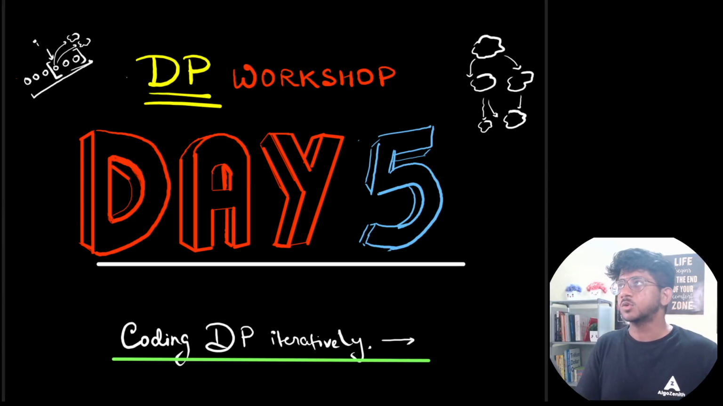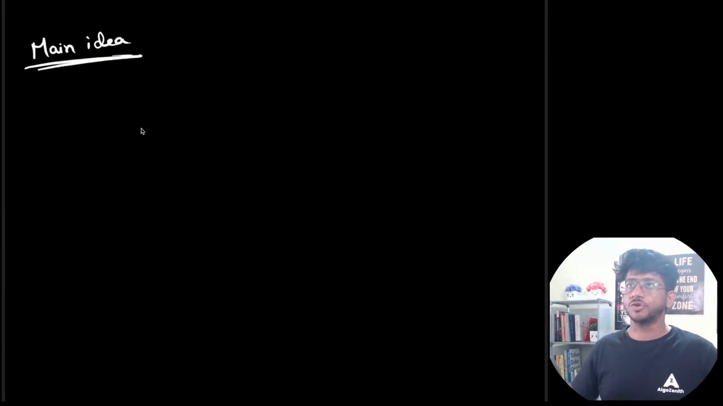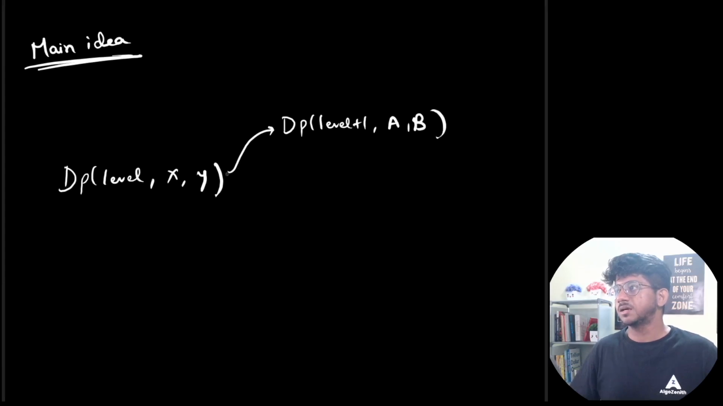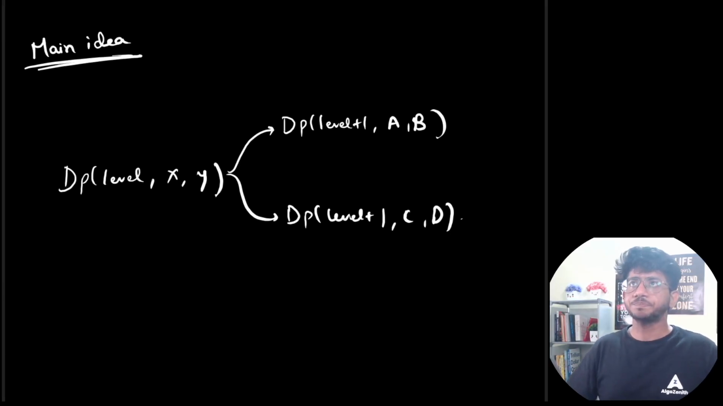Okay. So what is the main idea for this particular thing, first of all? Let's say you have been writing something like DP of some level, some X, some Y. We have been writing something like this quite often, right? And from this, we have been going into a transition, let's say DP of level plus one, some A, some B, and DP of level plus one, C, D. Just two different transitions, okay?